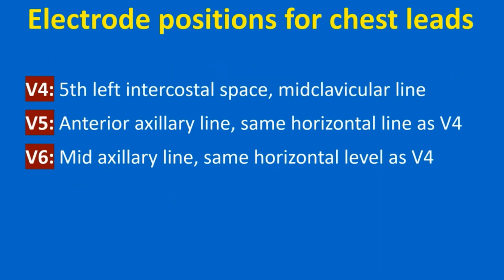V4, 5th left intercostal space, mid clavicular line. V5, anterior axillary line, same horizontal level as V4. V6, mid-axillary line, same horizontal level as V4.